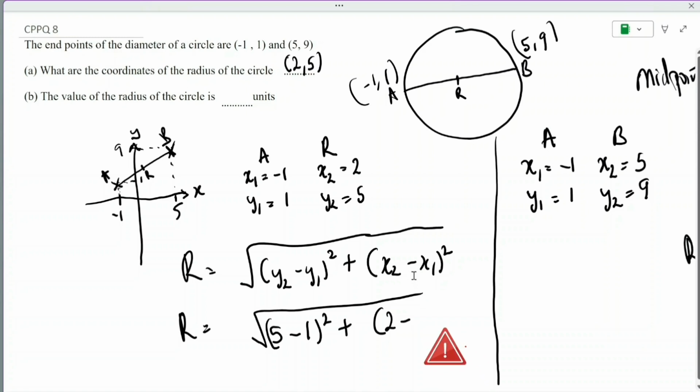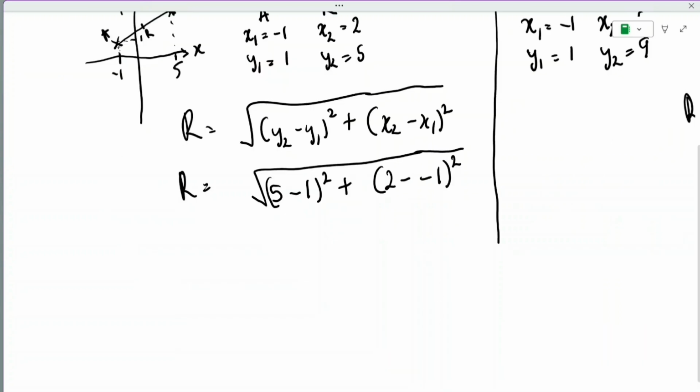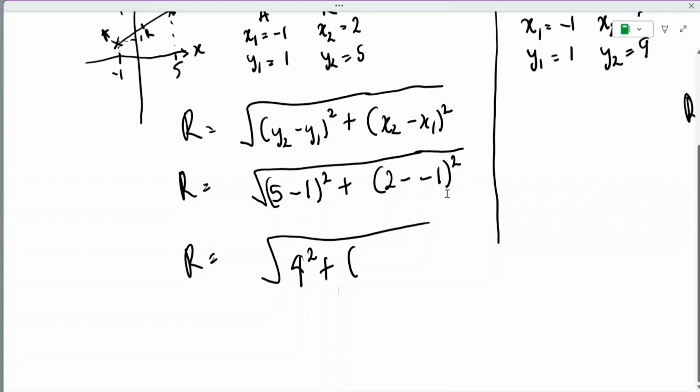A lot of students do that. So we have this negative first, then x1 is actually minus 1. So we have minus 1 square. X1 is minus 1, so you have this minus here, then x1 is minus 1. So you have this minus 1 also. The radius equals square root of 5 minus 1 is 4. You have it as 4 square plus, let's leave this still in brackets. You have 2 minus minus 1.